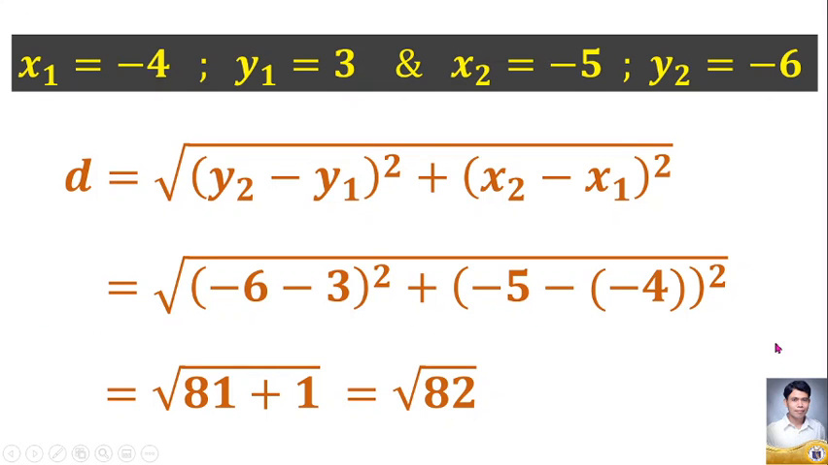Now let's have the substitution. Y sub 2 is negative 6 minus y sub 1, which is 3. So we have negative 6 minus 3. Here, x sub 2 is negative 5, while x sub 1 is negative 4. So we have negative 5 minus negative 4. Okay, let's simplify the expression inside the radical.